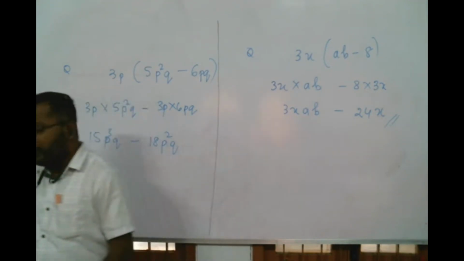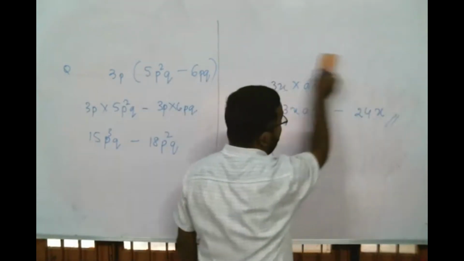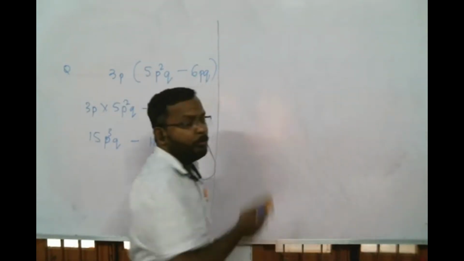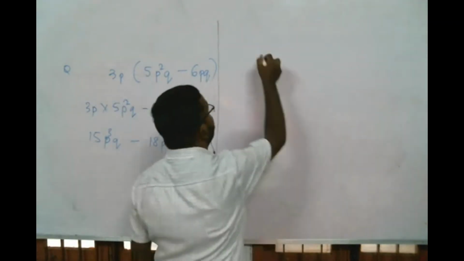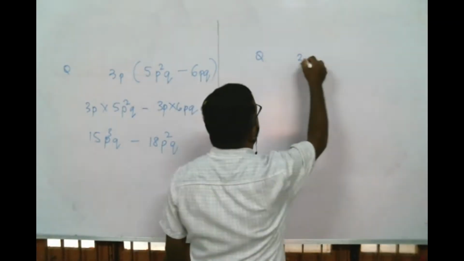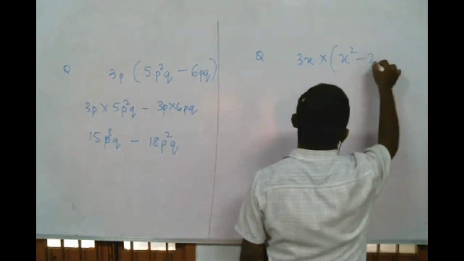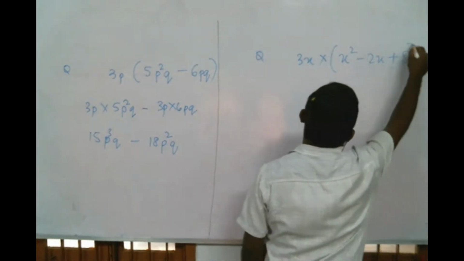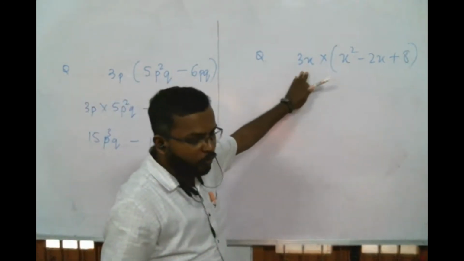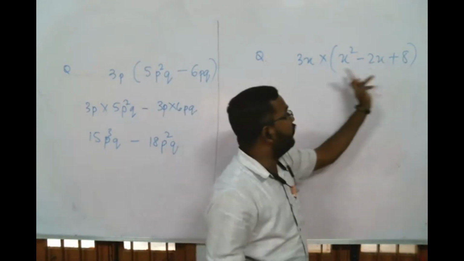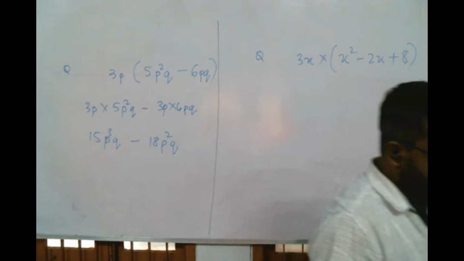Now let us take one or two questions of multiplication of monomial with trinomial and monomial with some polynomials. Let's take the question: 3x multiplied by x square minus 2x plus 8. All of you do this question. Here we are multiplying a monomial with a trinomial. 1, 2, 3, three terms are there here.